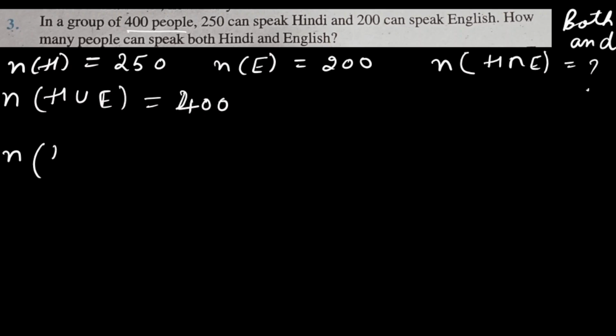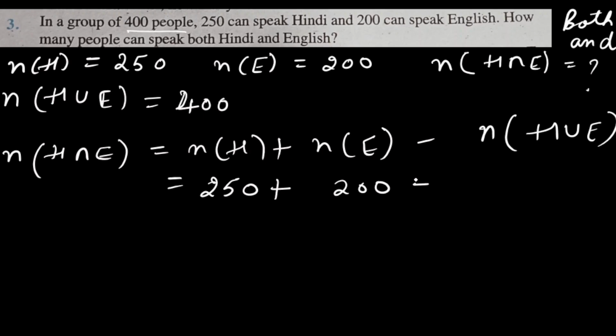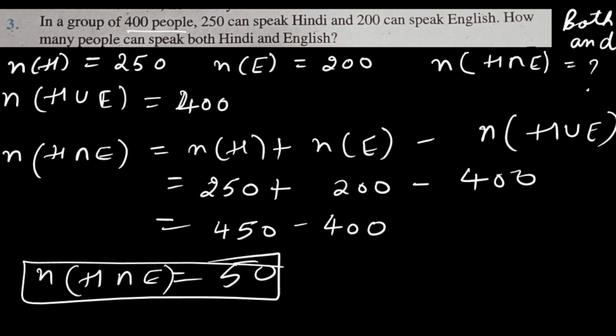So the formula I'll write: n(H intersection E) is equal to n(H) plus n(E) minus n(H union E). The number of elements of H, Hindi speaking, is 250, English speaking is 200, minus the union, which is 400. So 250 plus 200 is 450. 450 minus 400 is equal to 50. So the number of people who can speak both Hindi and English is 50. So again, with the help of the formula, we have easily solved this problem.